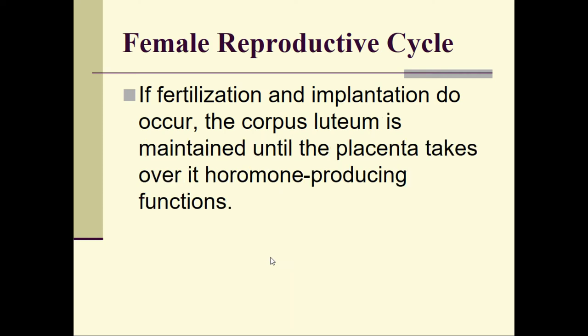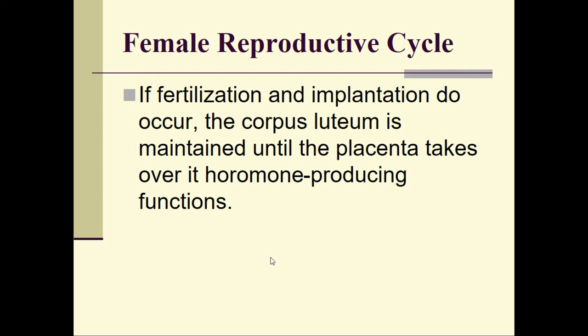If fertilization and implantation do occur, so now we're going to talk about what happens if a pregnancy results. The corpus luteum is maintained until the placenta takes over the hormone-producing functions. So just so we're clear, the placenta is going to be the enclosure, the membrane that's going to surround the developing embryo and later the developing fetus.